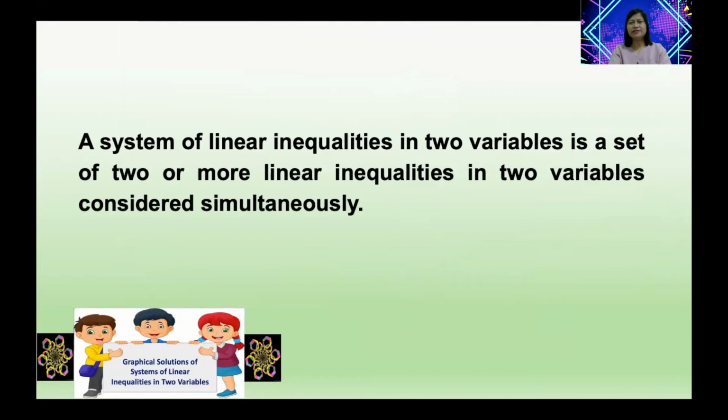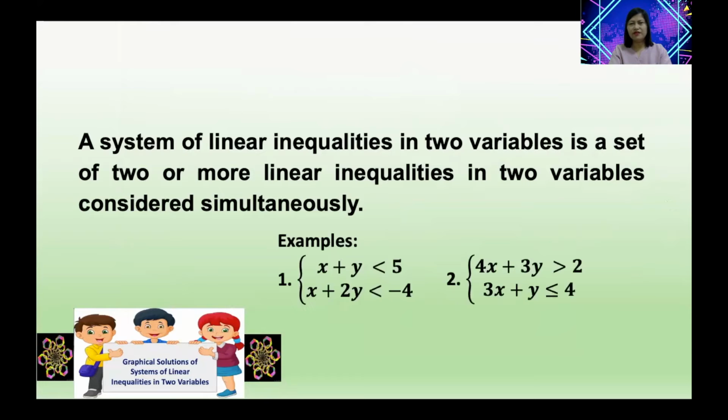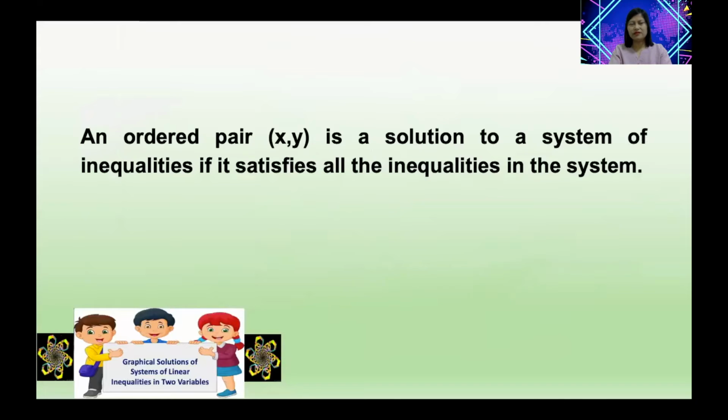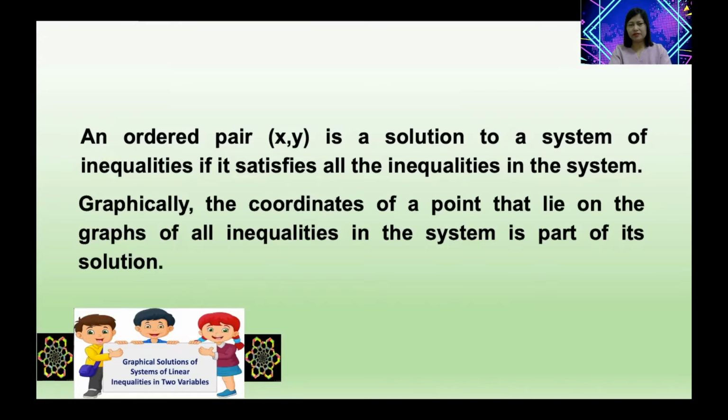When we say system of linear inequalities in two variables, it is a set of two or more linear inequalities in two variables, considered simultaneously. We have here some examples. Now, an ordered pair is a solution to a system of inequalities if it satisfies all the inequalities in the system. Graphically, the coordinates of a point that lies on the graphs of all inequalities in the system is part of its solution.